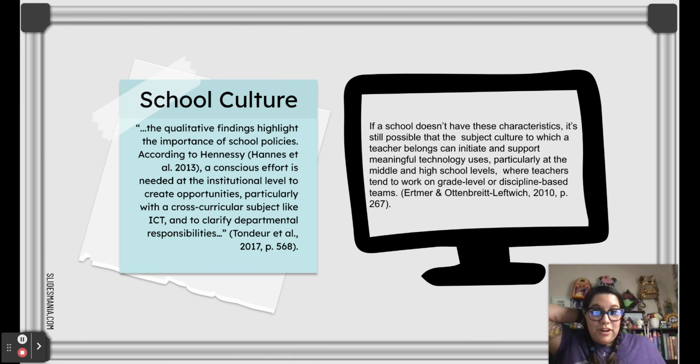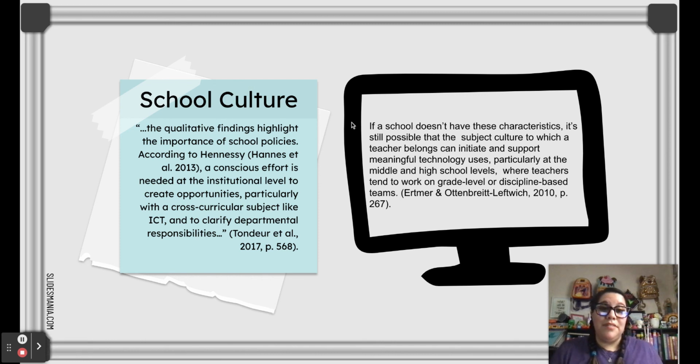And finally, school culture was also important because the qualitative findings highlight the importance of school policies. According to Hennessy, a conscious effort is needed at the institutional level to create opportunities, particularly with a cross-curricular subject like technology, and to clarify departmental responsibilities. So, making sure that teachers know that it's okay. So, if the administration is actually supporting their teachers and letting them know they're supported and being allowed to try new things, then the teachers can be successful. But if the administration isn't doing that and isn't allowing the culture to be one of trying new things, then the teachers are not going to be willing to try.